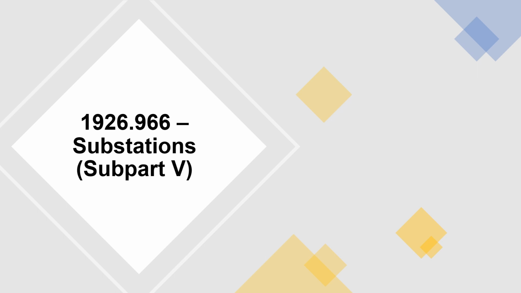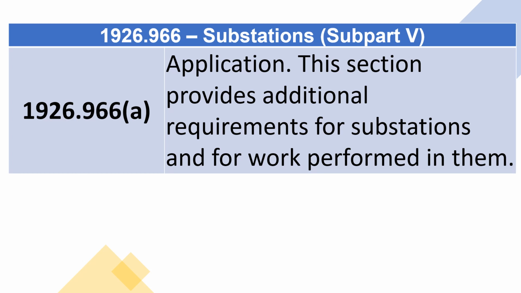1926.966, Substations, Subpart V. 1926.966(a) Application. This section provides additional requirements for substations and for work performed in them.